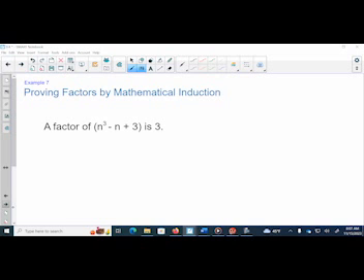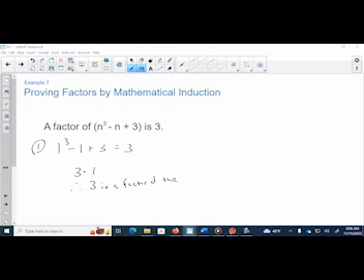So I'm trying to prove that 3 is a factor of n cubed minus n plus 3. Following those same steps that I did before, I'm going to prove it true for the first. So I'm going to say 1 to the third minus 1 plus 3. That would be 1 minus 1 plus 3, so that's going to be 3. And technically, to show that 3 is a factor, I can write it as 3 times something. So 3 times 1. Therefore, 3 is a factor of the first term.